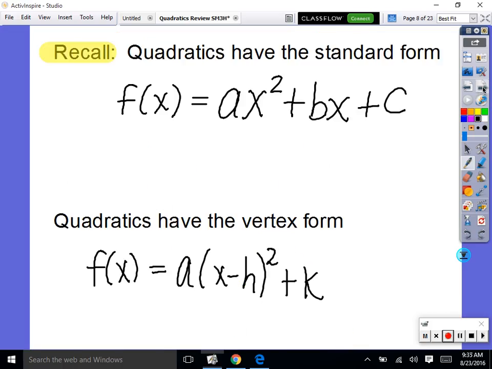All right. Remember that quadratics have 2 different types of forms. Standard form, ax squared plus bx plus c, and vertex form, a times x minus h squared plus k. There's times when standard form's great. There's times when vertex form's great. I was just reminding you there's 2 different forms we're going to see today. If we have a quadratic in standard form, we're going to tackle solving it differently than if we have a quadratic in vertex form. We'll get to some examples.